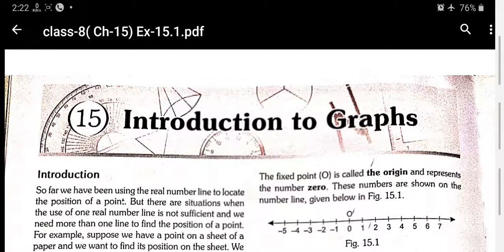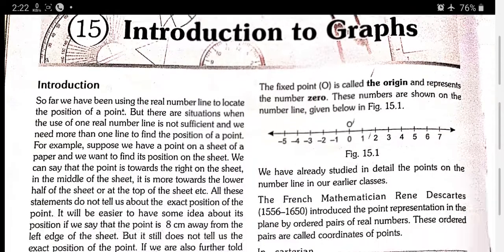Good morning, students. Today I am going to start your new chapter, chapter number 15, and the name of the chapter is Introduction to Graph. So, in this chapter, you have to study some basic concepts, or basic knowledge, about the graph.